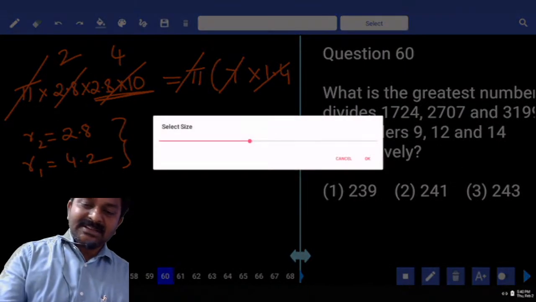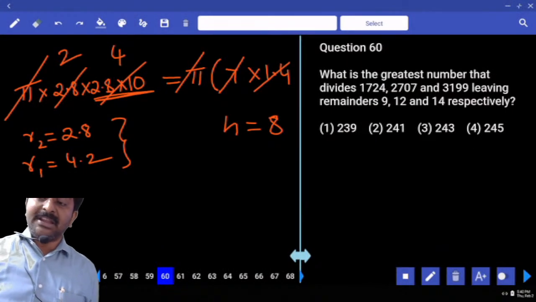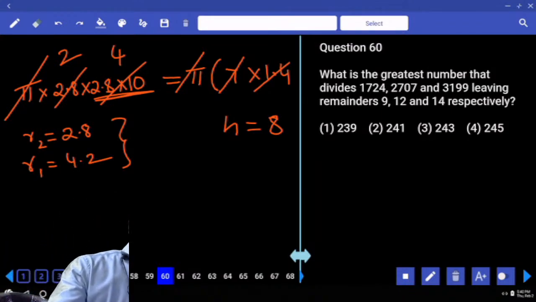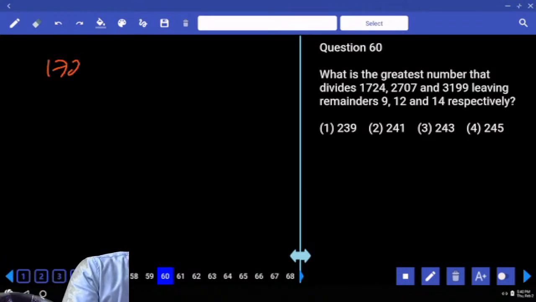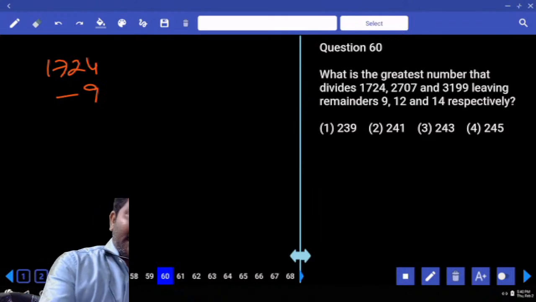What is the greatest number that divides 17, 24, 27, 07, 31, 99, leaving remainders 9, 12, 14? Okay. So, your original numbers are 17, 24 and it has a remainder 9. I don't want the remainder. I'll subtract 9. Is that okay? Next number.